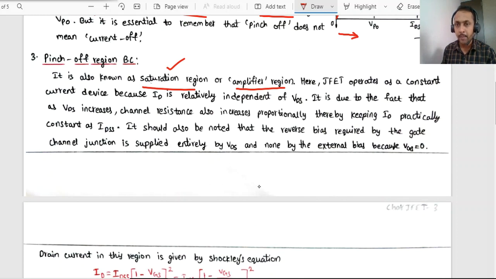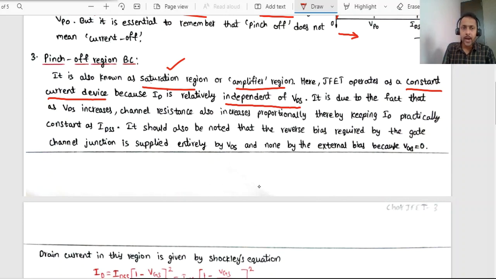In this region the JFET is operating as a constant current device. The current is no more getting increased. It is maintaining a constant value even though the value of VDS is increased. It is independent of VDS in this particular region. That is very, very important, right?